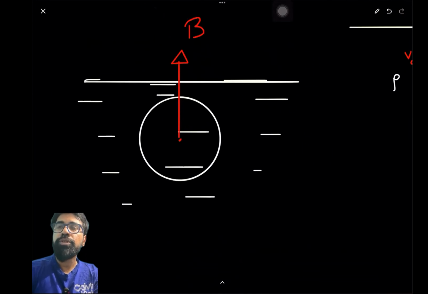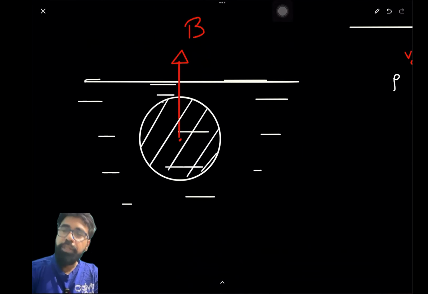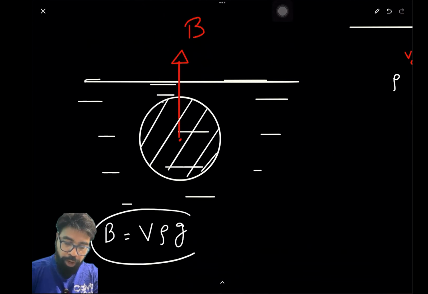In the second situation, the entire volume of the body is inside the liquid. So how much volume of the fluid will the body displace? Obviously, the total volume V. What is the density of the fluid? Volume into density, just like the previous case. So this is the mass of the fluid that is displaced by the body. What is the weight of this fluid? Multiplied with g. So this is going to give you the buoyant force.